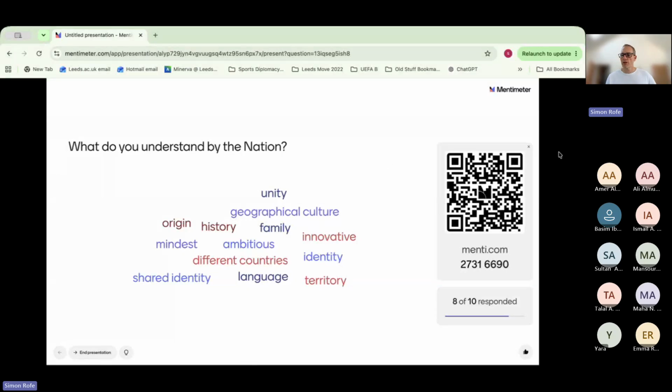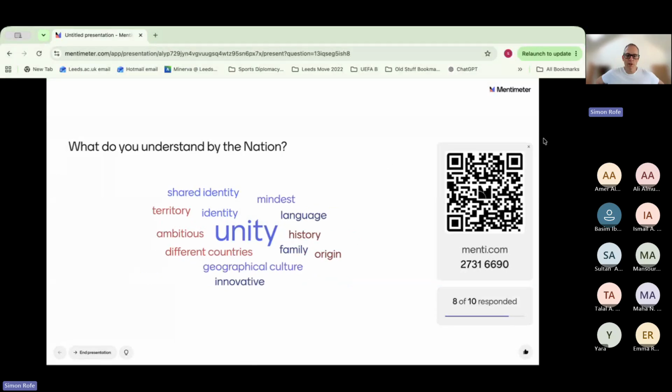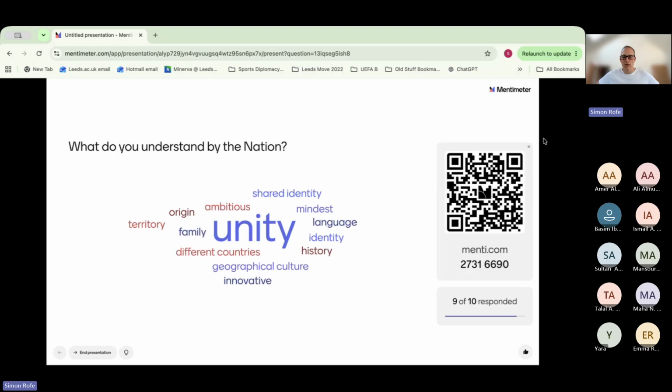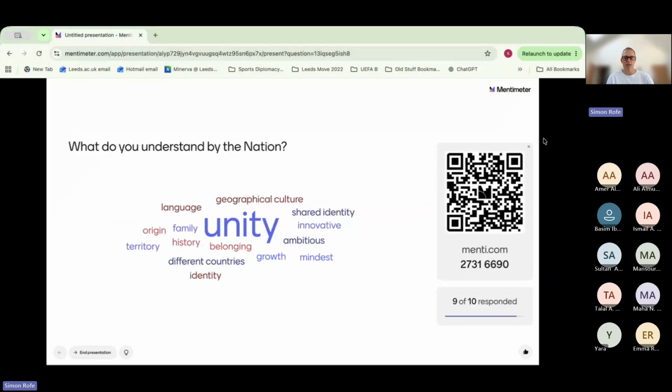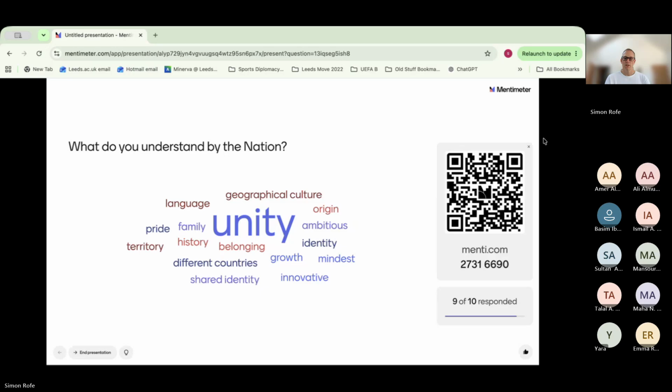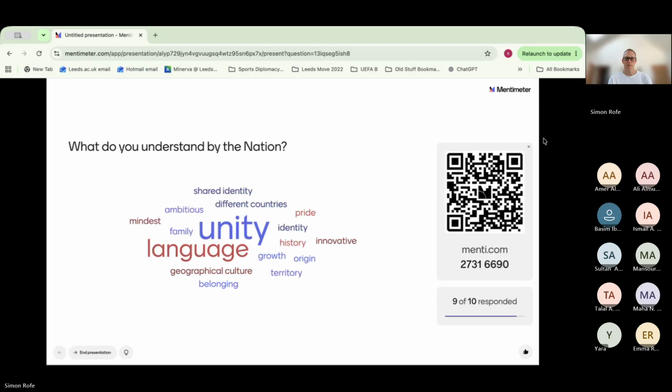So hopefully everyone can see the word cloud that is being formed around what we understand by the nation. Take a few moments more if everyone has the opportunity. So unity seems to be fairly strongly there. Geographical, culture, shared identity, history, belonging, identity, territory, language, identity. Okay. Thank you all for sharing that.